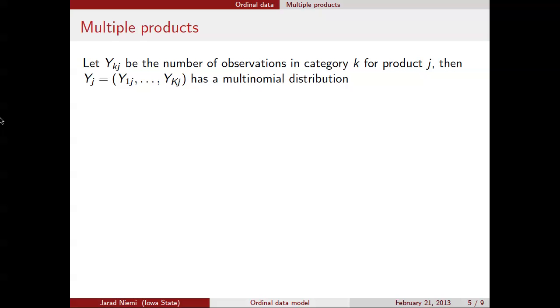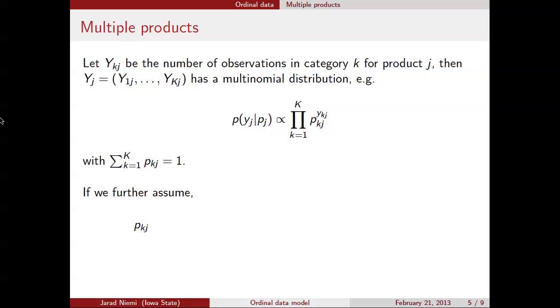Each product itself is going to have an independent multinomial distribution. And now there's going to be a different probability for each product and category, category here being the star rating, for instance. We have to have these probabilities summing to 1 over each product, so for each product, those probabilities are going to sum to 1.